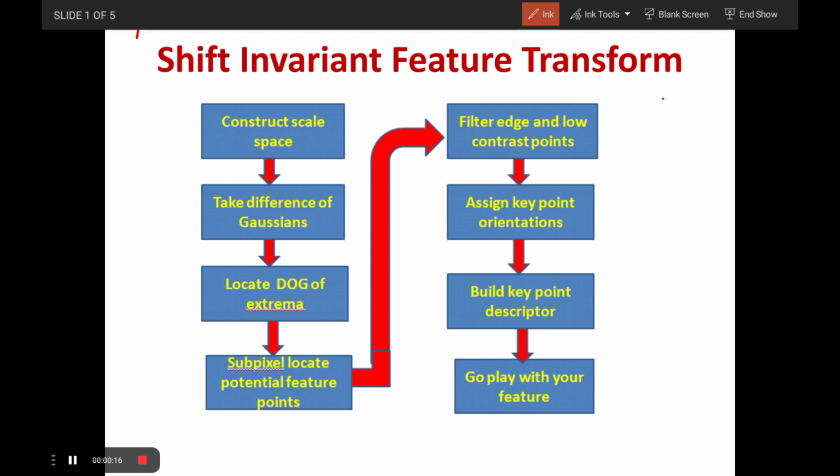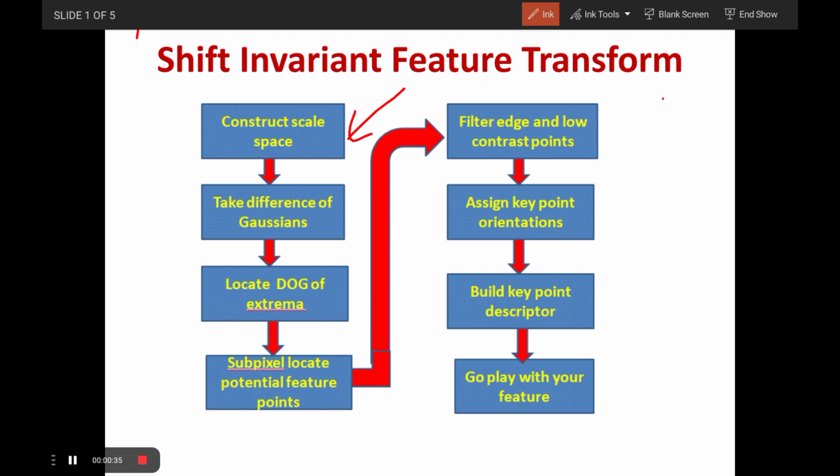So today we are going to discuss the shift invariant feature transform. We already did a video on this topic, so here is just a quick review. In this case, the first step is to construct a scale space.